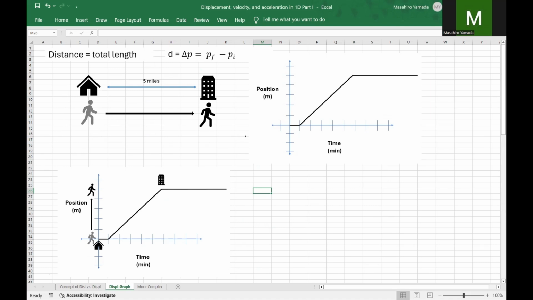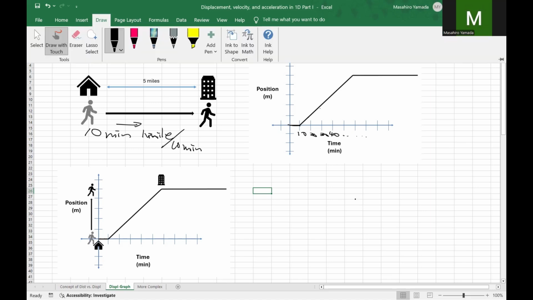I'll give you additional scenarios. Before he actually started moving, he stayed for 10 minutes and then he covered 1 mile every 10 minutes. And each tick indicates every 10 minutes. So this is 10, 20, 30, 40. Something you might get confused about looking at the displacement is, well, we know that he moved straight. He never moved diagonally, but we actually see the diagonal line. Why is that? Let's understand the figure.